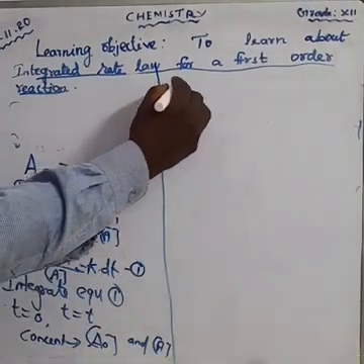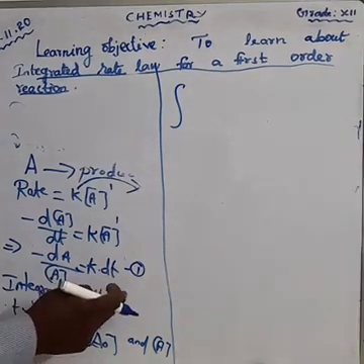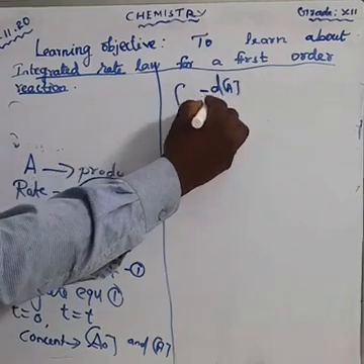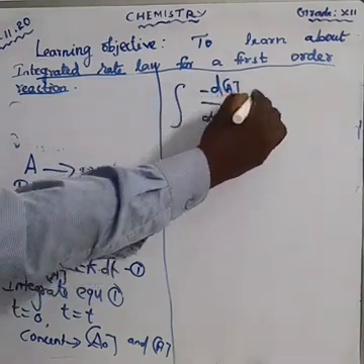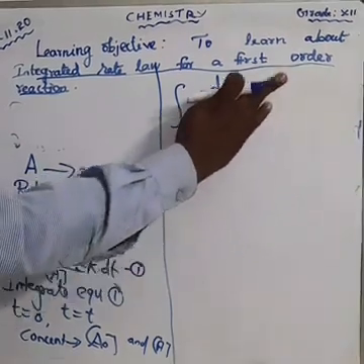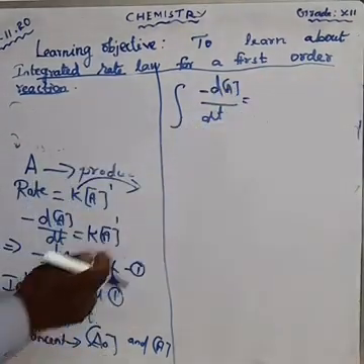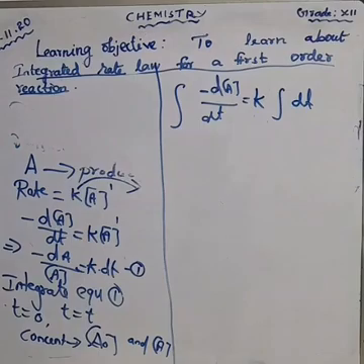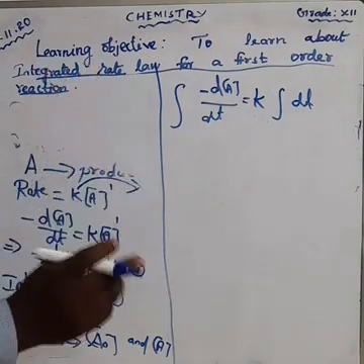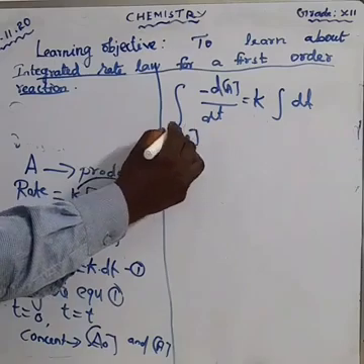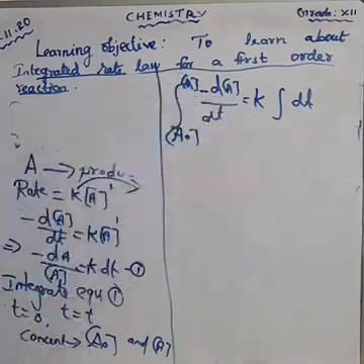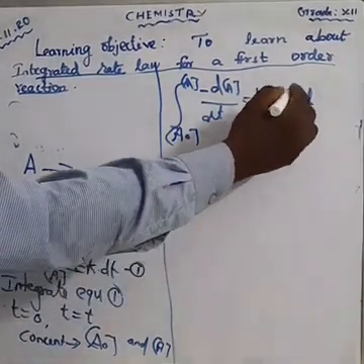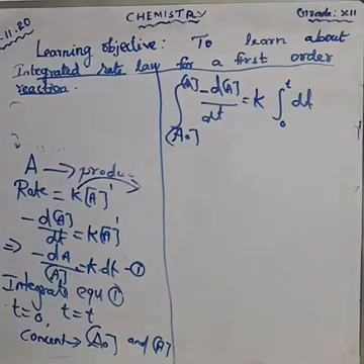First of all, we are integrating equation number 1. Minus dA by dt is equal to K times the integration of dt. I told you that we take two limits for the concentration: A0 and A. And for time, t is equal to 0 and t. Those are the two limits we are taking.